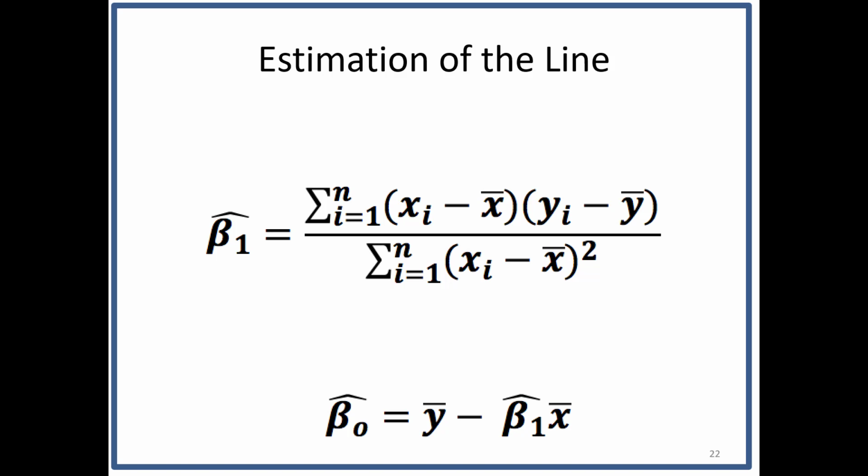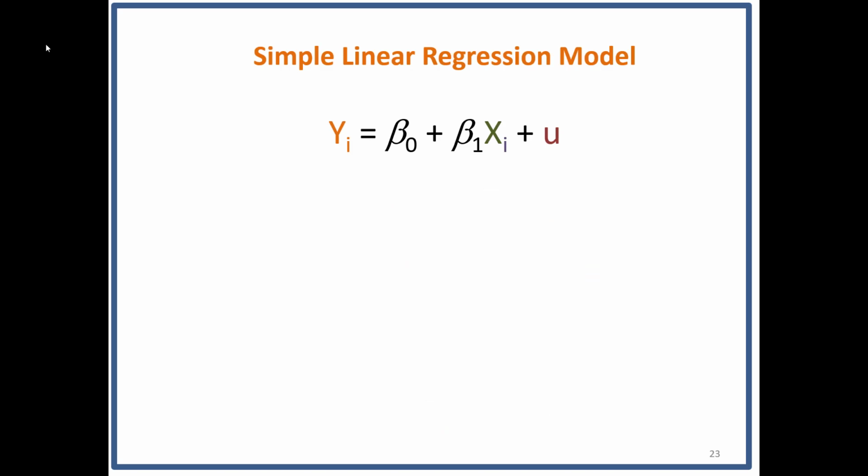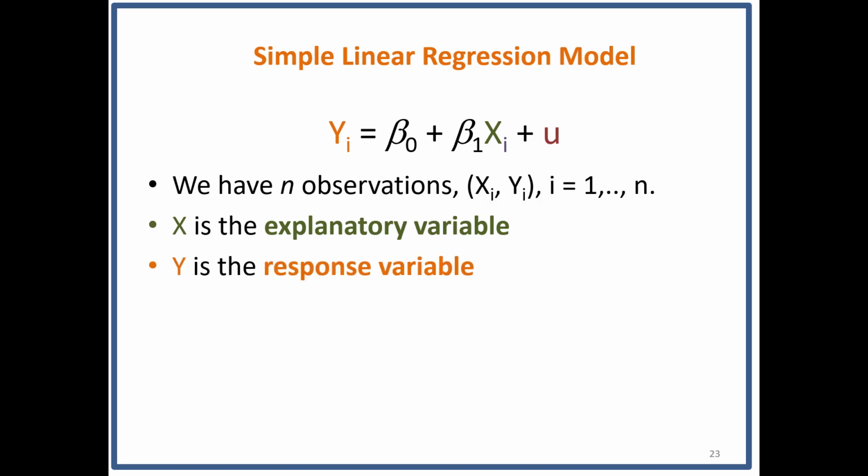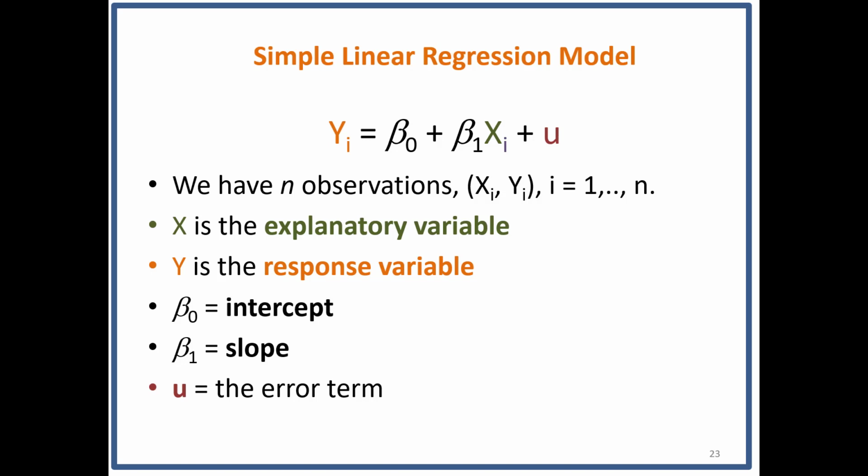Estimate of the slope, estimate of the intercept. So we have the simple linear regression model, yi equals beta naught plus beta 1 xi plus u. We have n observations, x sub i, y sub i, i equals 1 to n. X is the explanatory variable, y is the response variable, beta naught is the intercept, beta 1 is the slope, and u is the error term.